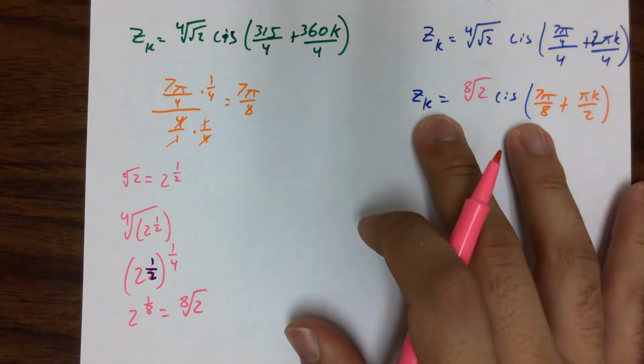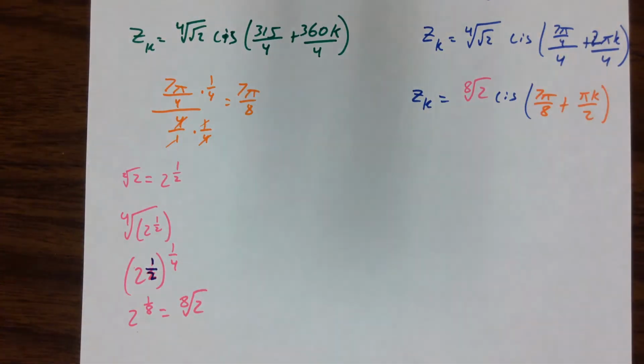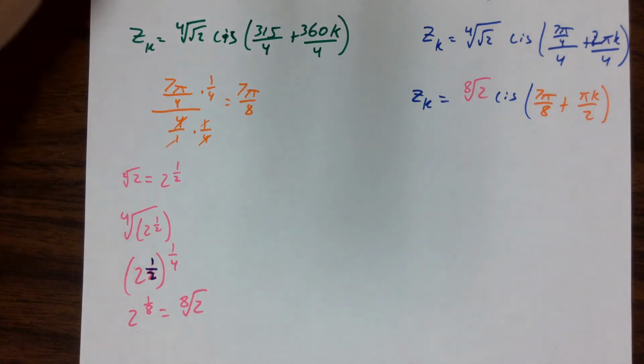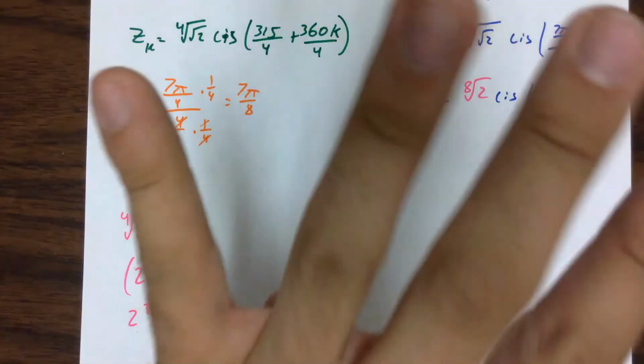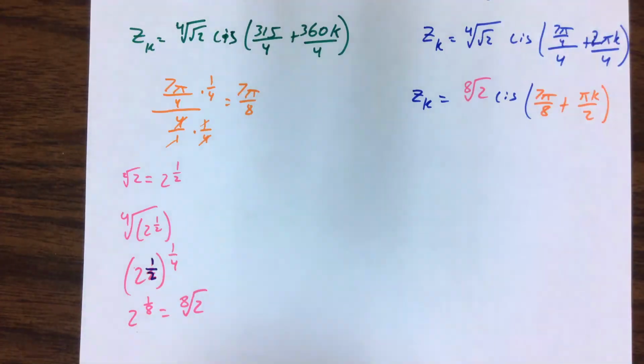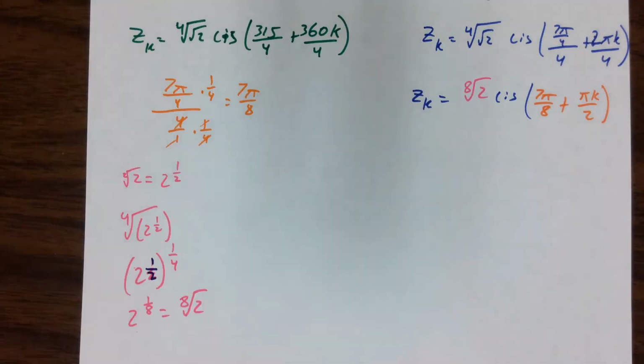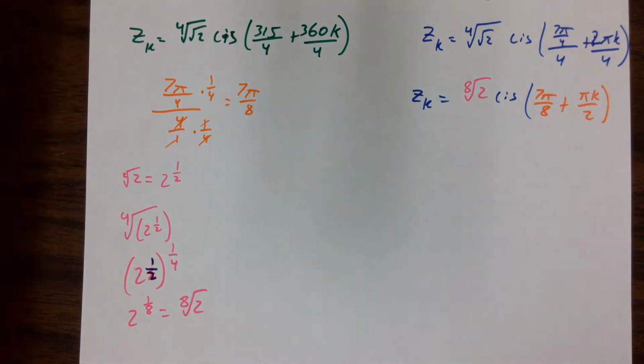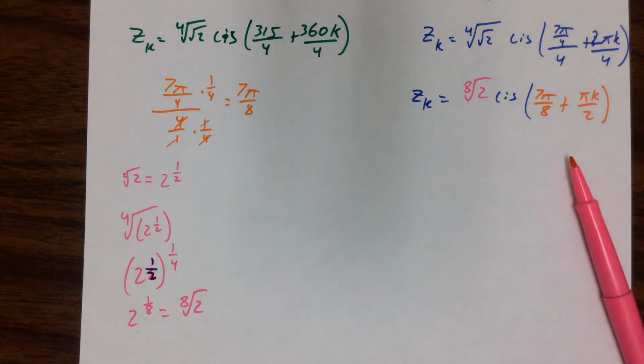Now, what k tells you, depending on the root it is, is how many roots there are going to be. If there's the 4th root, that means there's going to be 4 answers. How do you get those 4 answers? You plug things into k. Like I said, if it's the 5th root, you'd have 5 answers. If it was the 6th root, you'd have 6 answers, and so forth.